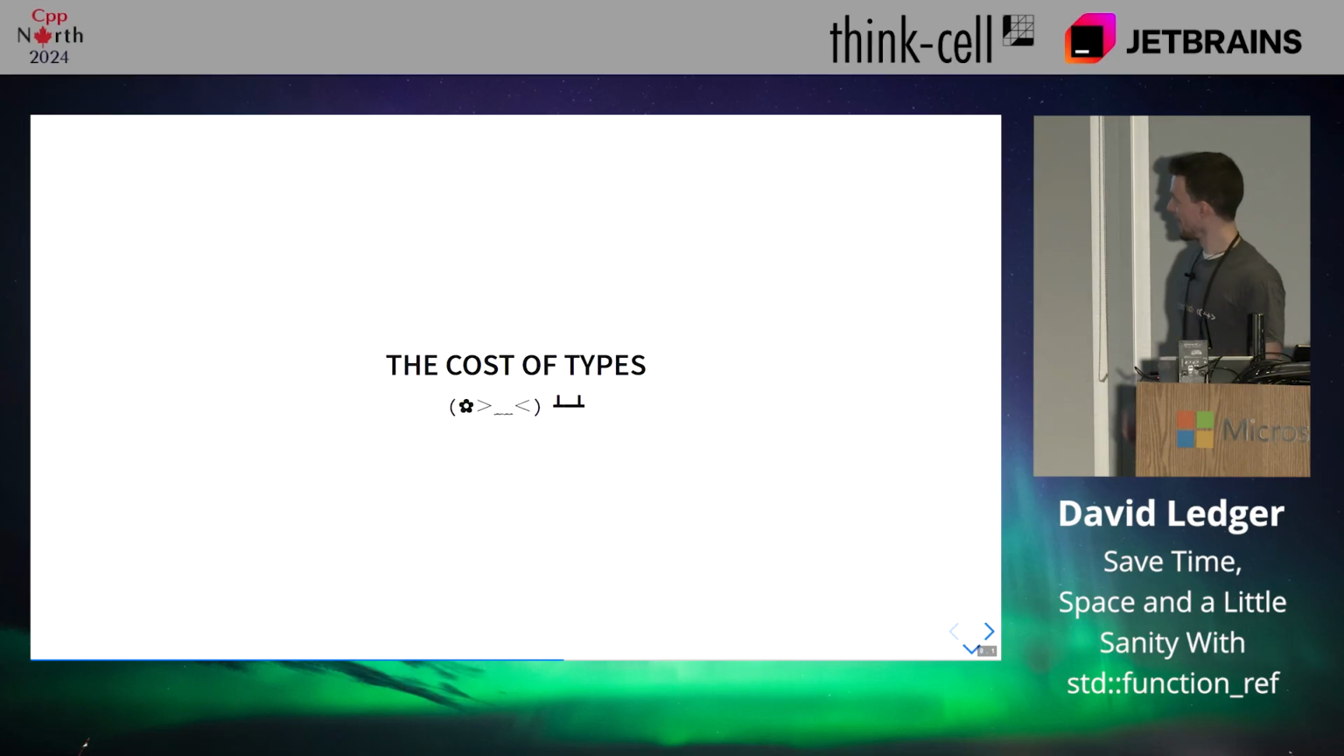So why would you use standard function ref? What would motivate you to use that over another pattern? Well, first, I'm going to talk about the cost of types, because there is one. We talk about types as if they're free, but they're not.